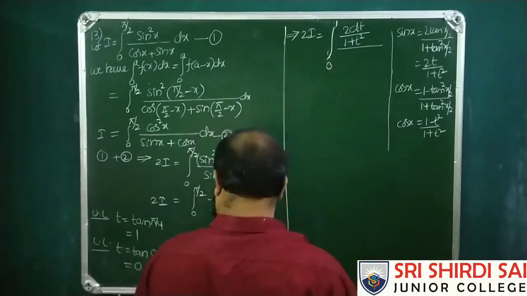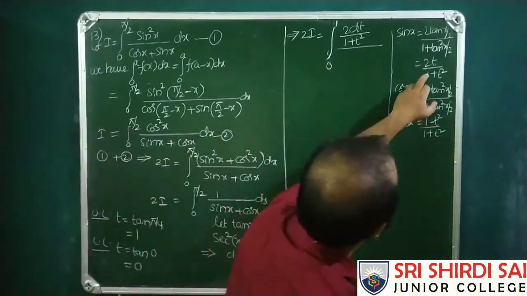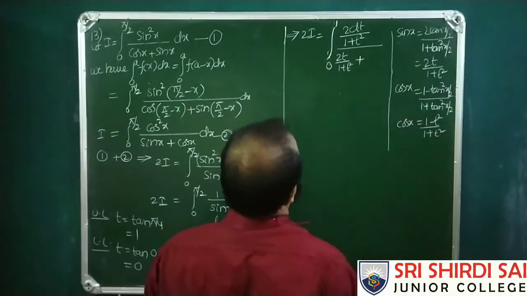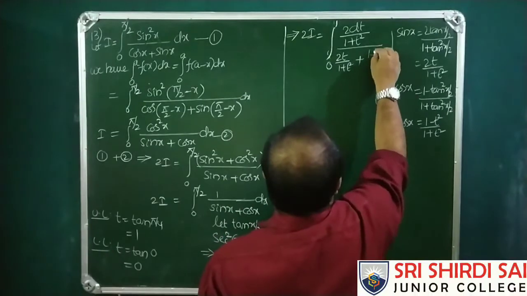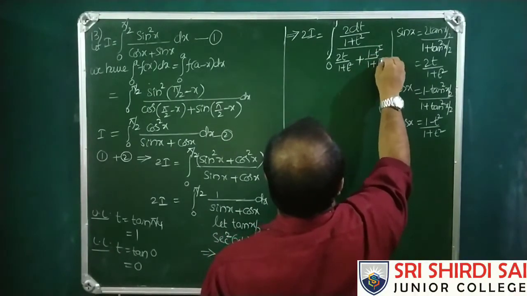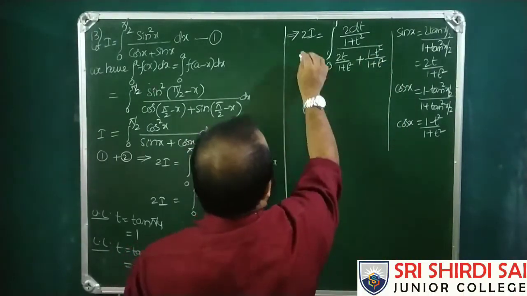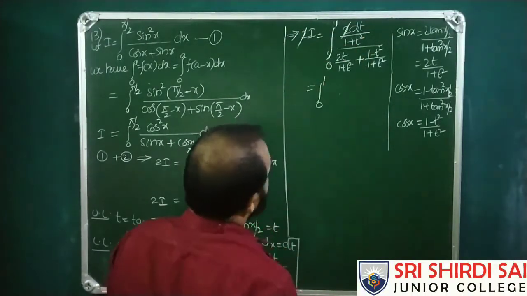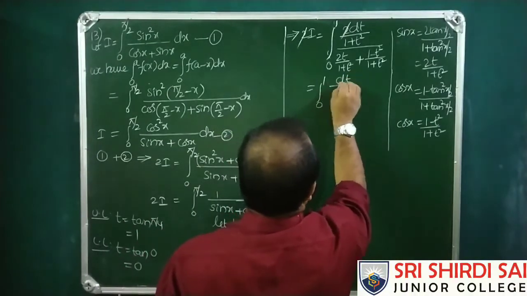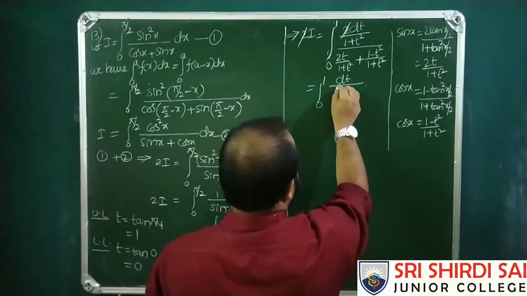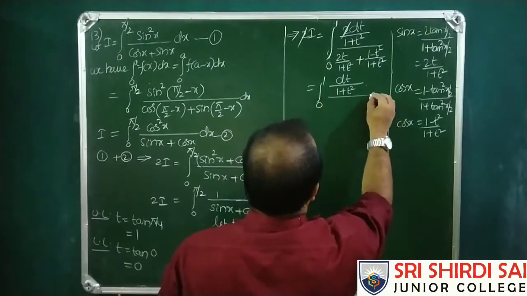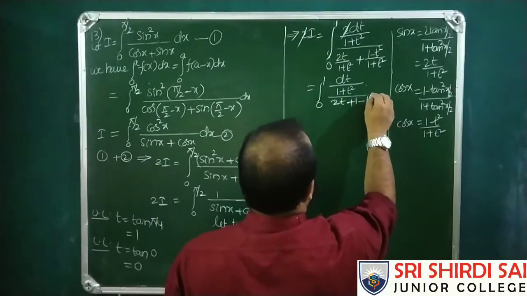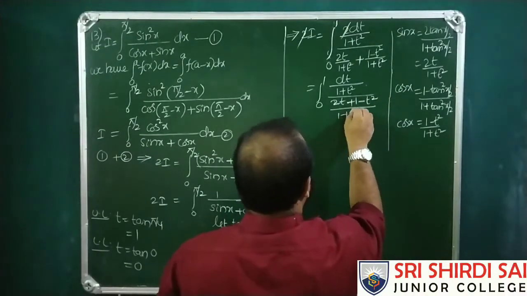So what are sin x plus cos x now? 2t by 1 plus t square plus 1 minus t square by 1 plus t square. So the denominators are the same, and this 2 and this 2 get cancelled. Integral 0 to 1 dt by, so this is 1 plus t square by 2t plus 1 minus t square by 1 plus t square.